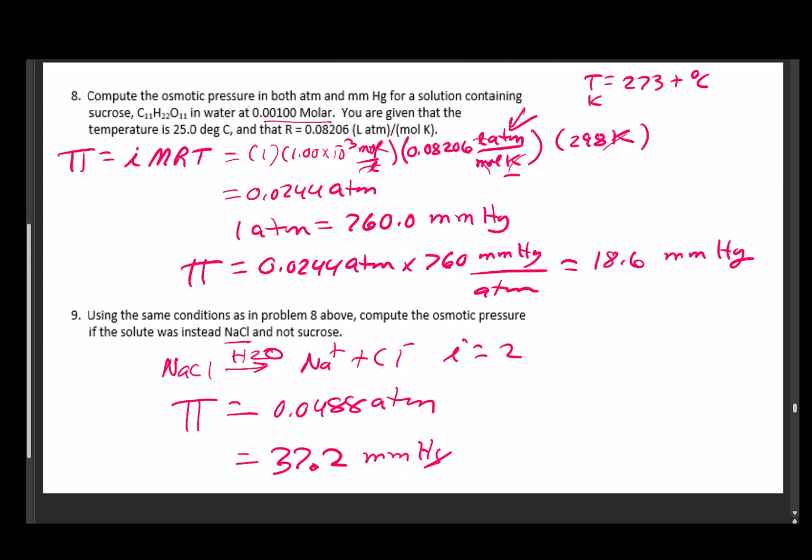Okay. And we'll stop here. Next time we'll start out with the last problem in this section, then we'll start on thermo. Email me your questions if you have any.